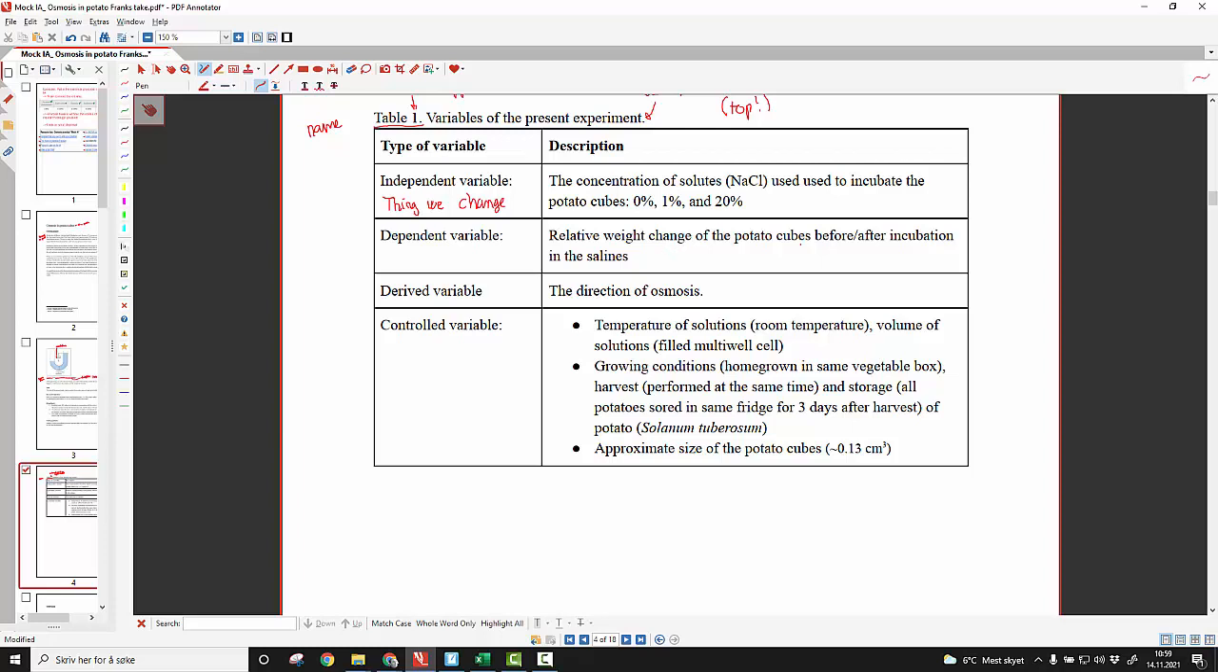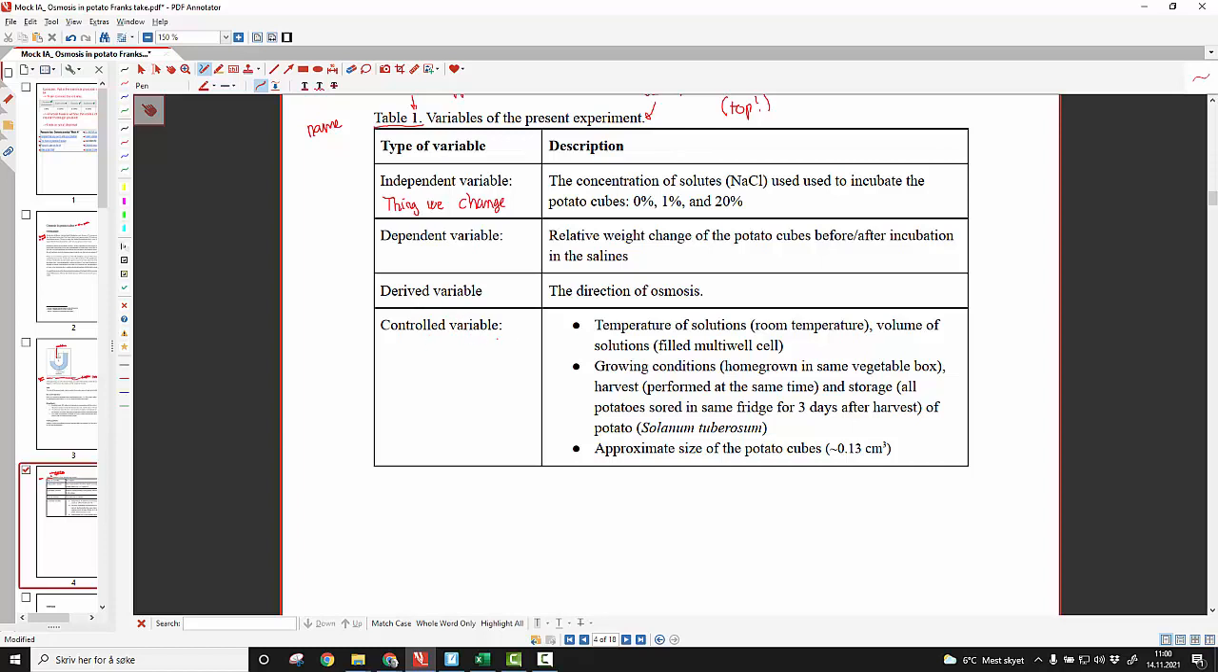But what does this change in weight mean? Well, from it we can deduce the direction of osmosis, and that's a derived variable. The derived variable is the thing we conclude about in the end. So for example, in another situation, let's say you measure heart rate and ventilation rate, that is breaths per second, after running stairs, and you're testing teachers versus students and how they react to running the stairs. Then the dependent variable would be ventilation rate and heart rate, of course, but the derived variable would perhaps be stamina.